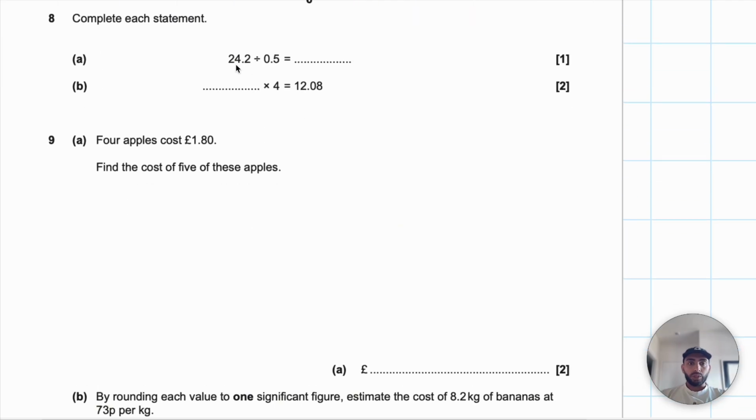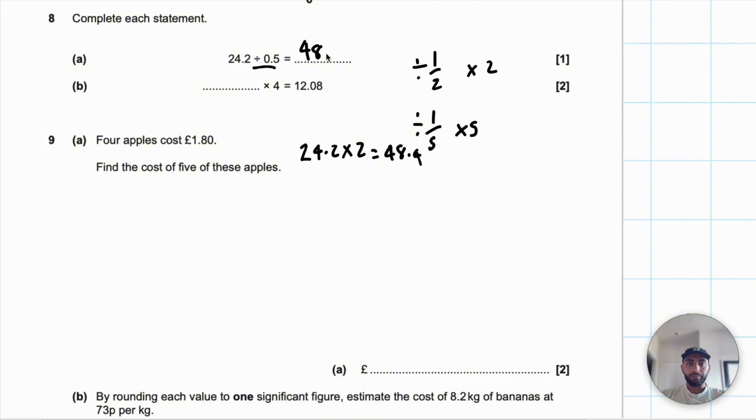Question 8. 24.2 divided by 0.5. We're dividing by 1/2. This is the same as multiplying by a 2. If you're dividing by a unit fraction, so that just means there's a 1 on the top, you just multiply by the number on the bottom. So if you're dividing by 1 over 5, you would multiply by 5. So what's 24.2 times by 2? 24 times 2, I double that, which is 48. And 0.2 times by 2 is 0.4, so it's 48.4.